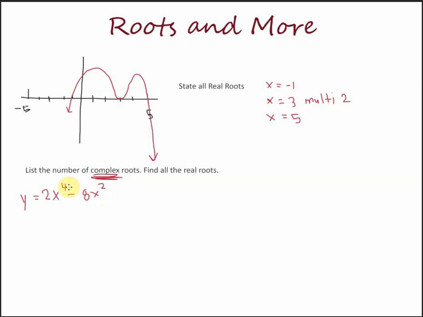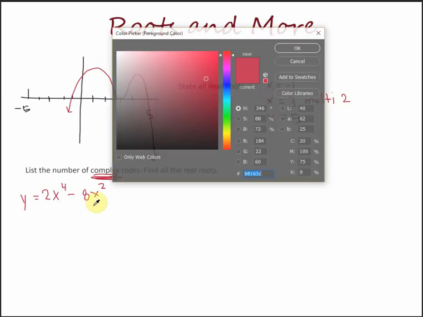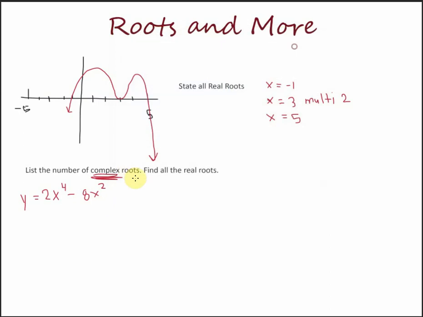What I want you to first do on these notes, it says to list the number of complex roots. You are just saying that there are 4 complex roots. I do not need you to tell me the real and imaginary number. We're going to do that in the next section. Then it says find all the real roots. So how do we find roots? First of all, you would say there are 4 complex roots.